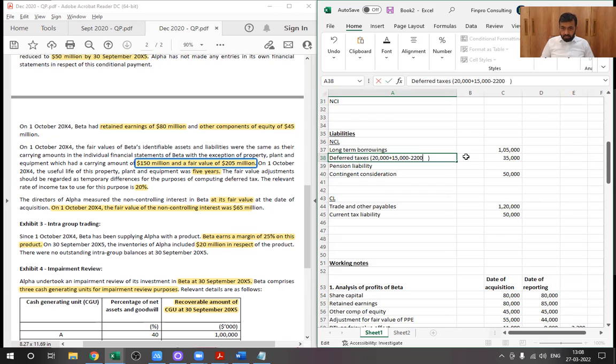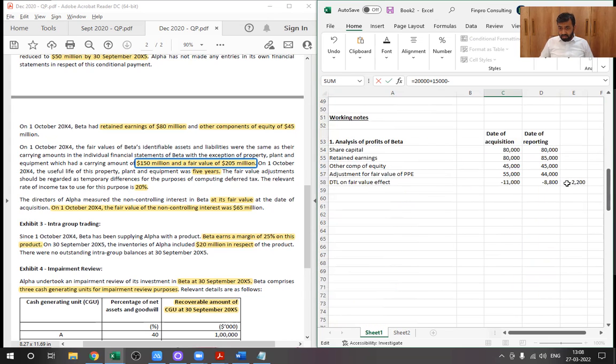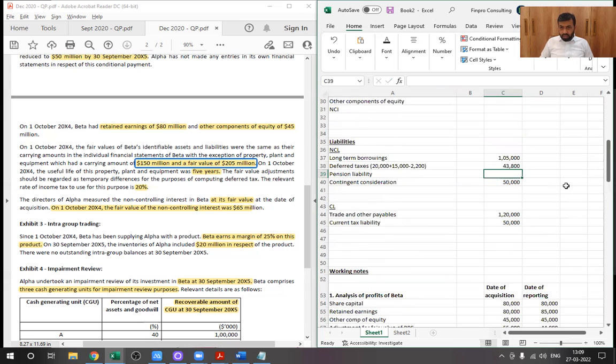$2,200. Here you will have to adjust that. You need to add that, correct? This amount. 8,800, not 2,200. I'm sorry. 8,800. This was not at all accounted for here. So it will be 8,800.